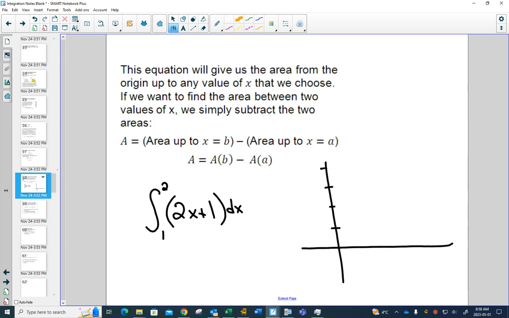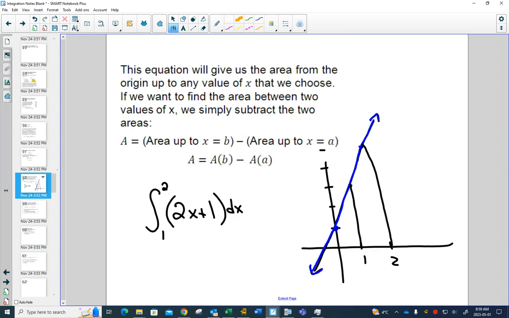2x plus 1 has a y-intercept of 1, and you go up 2 over 1, up 2 over 1. And this is the line 2x plus 1. And if we looked at the area under that curve from 1 to 2, it would look like this, and it would have shapes that you know how to calculate.